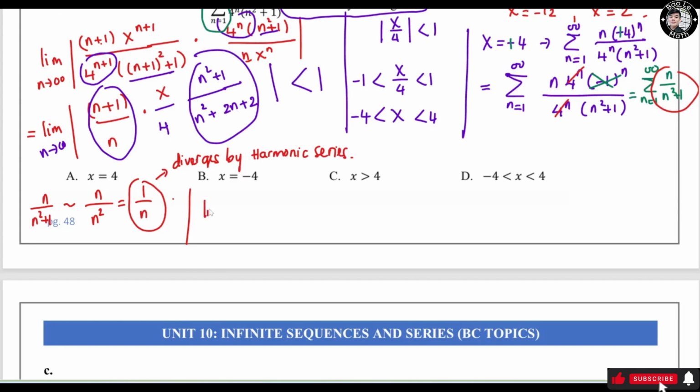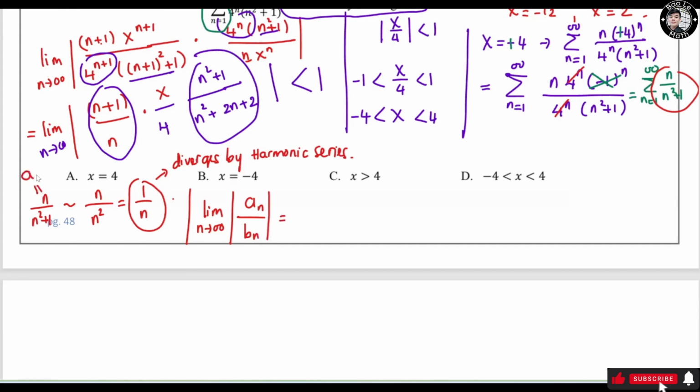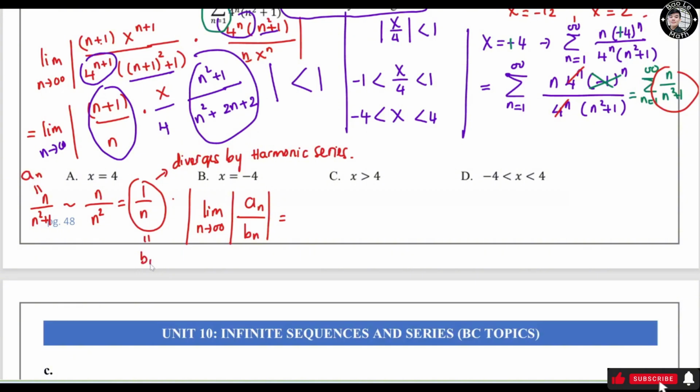So we have the limit when n approaches infinity of a sub n over b sub n. This one right here is a sub n, and this one right here is b sub n. So we have the limit of the absolute value of n over n squared plus 1 divided by b sub n, which means multiplied by its reciprocal, so it's n over 1, when n approaches infinity. This is always positive, so I can remove the absolute value.